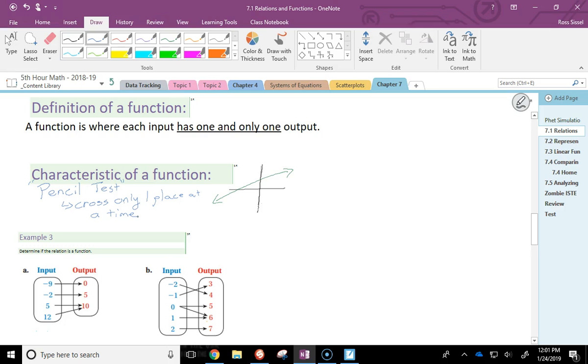So when I looked at this, once again, here's my green line, and when I go across there, I can see, even if I mark at this spot, it is only at that one spot. It's not crossing any other parts of the line. Because of that, you would say this is a function.